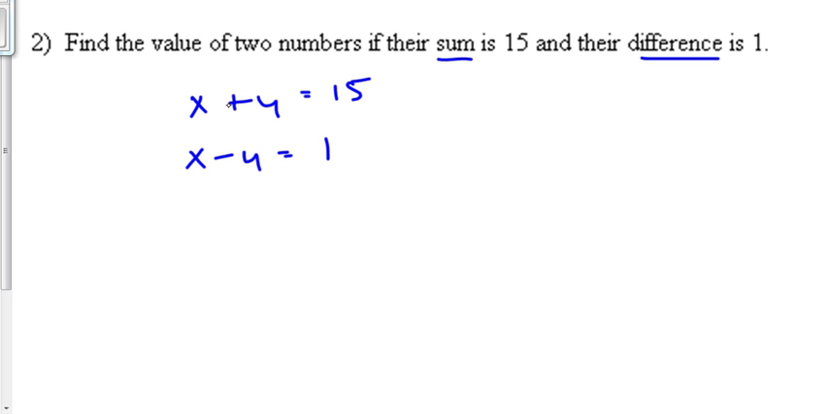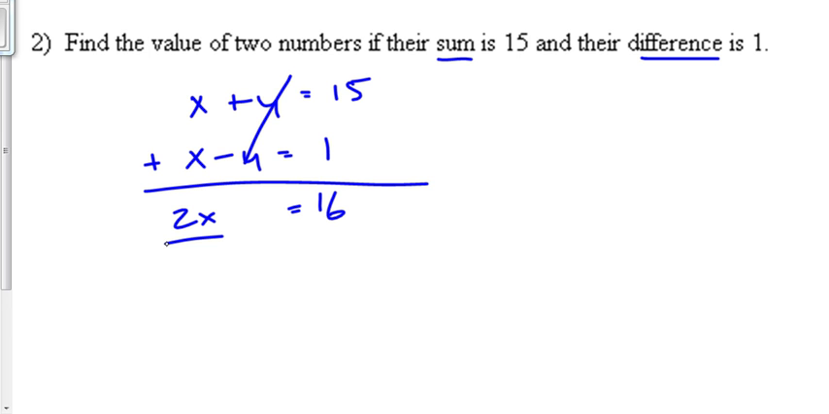All right, so since I have a positive here and a negative here, I'm actually set up for elimination. Sometimes it's easier for elimination, sometimes it's easier for substitution. Here I'm going to eliminate the y value, so I'm going to get 2x is equal to 16. Divide both by 2, and x is going to be 8.